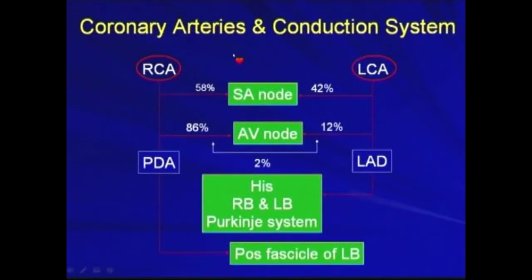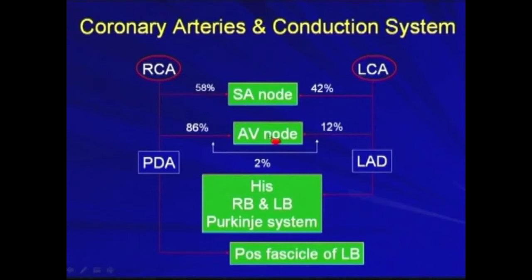It is also important to note the relation between the coronary arteries and the conduction system. The sinoatrial node is supplied by the sinoatrial nodal artery. Around 60% of the time, this artery comes from the right coronary artery, and around 40% of the time, it comes from the left system.